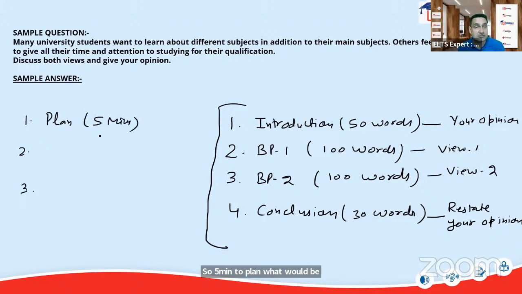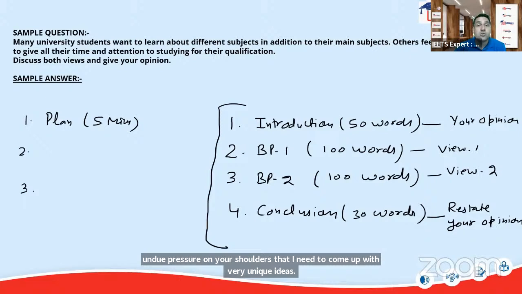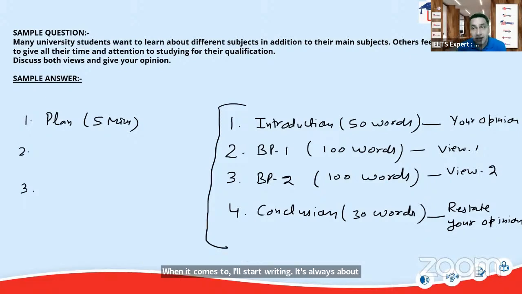I get asked this question all the time. I cannot think of ideas. Probably you're putting a lot of undue pressure on your shoulders that you need to come up with very unique ideas. When it comes to IELTS writing, it's always about simple ideas that answer the question. And what those simple ideas are, your first thoughts. When you look at the topic, what comes to your mind? These would make the best central ideas.